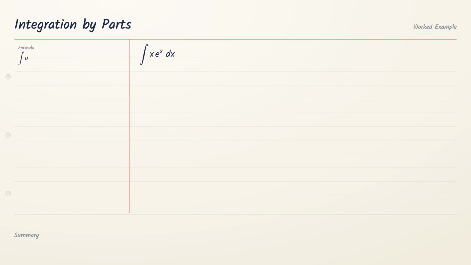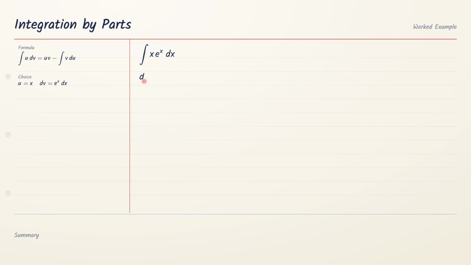Let me write down the integration by parts formula. The integral of u dv equals u times v minus the integral of v du. The whole game is choosing which piece is u and which is dv. A handy guide is to let u be the part that gets simpler when you differentiate it. So I'll let u be x because its derivative is just 1, nice and simple. And dv is the rest, e to the x dx.